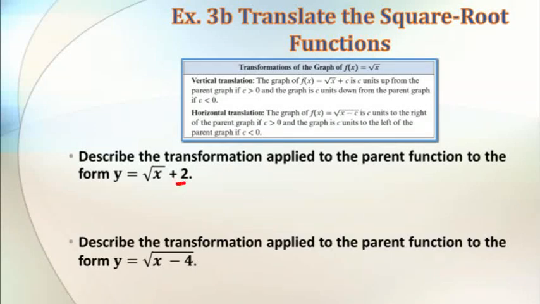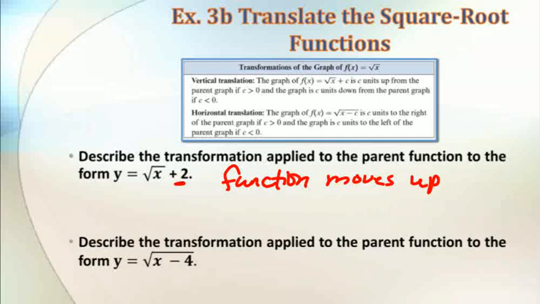Since I have a plus 2, this is my c, and it's on the outside. So that means I know my function moves up 2. Okay, because that's what that plus 2 on the outside means.